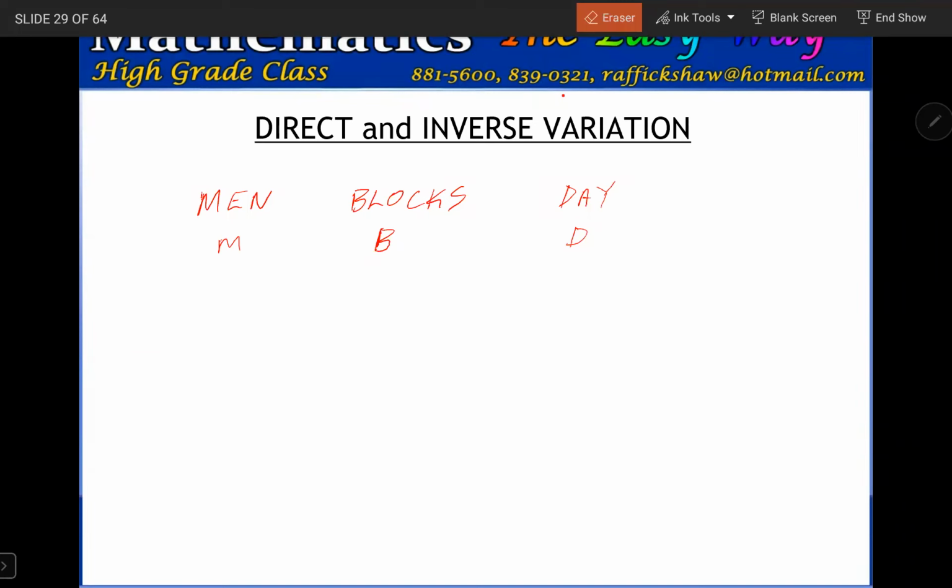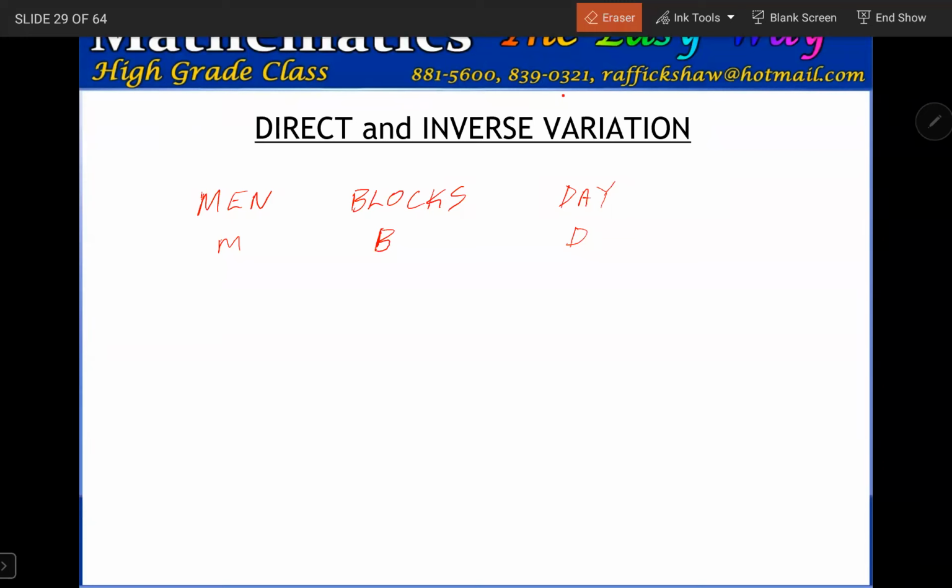All right, so let's think about it now. What if I increase the number of men working on the site? Initially I had 50 men working on the site. Tell me naturally what will happen if I increase the number of men working on the site. What would happen naturally in a block factory? Somebody just tell me, common sense.